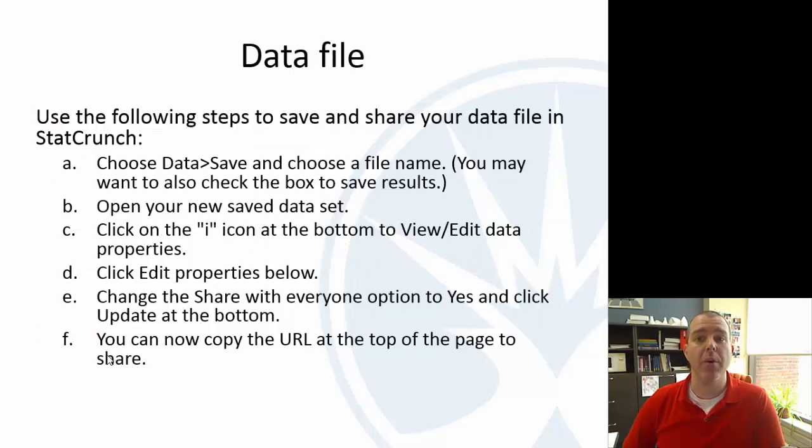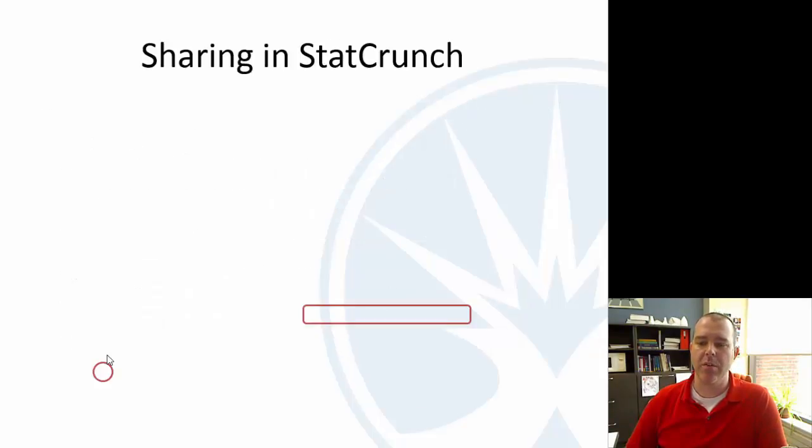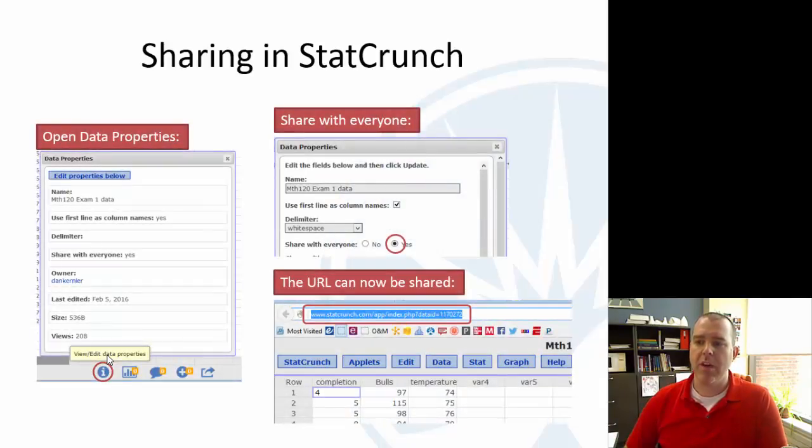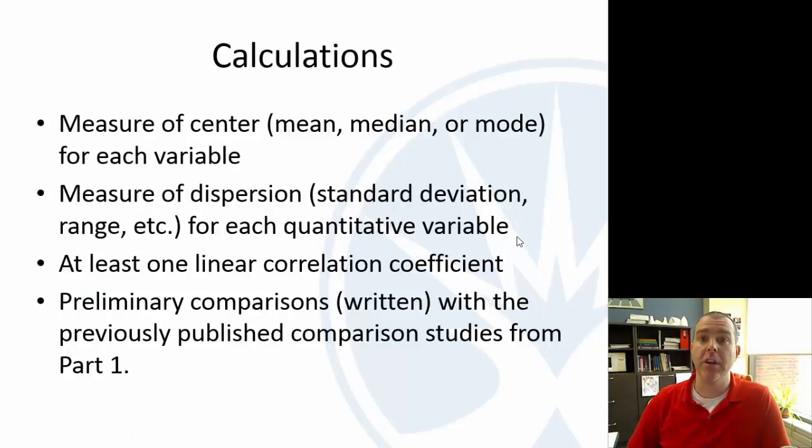In terms of your data file, we're going to use StatCrunch. So here are the steps. We've talked about this in the project file as well. You save your file, then open it, and then you change the properties. So once you've got it in sharing in StatCrunch, you open the data properties by clicking on that I icon there at the bottom, and then you change to share with everyone, and then now you can share that URL.